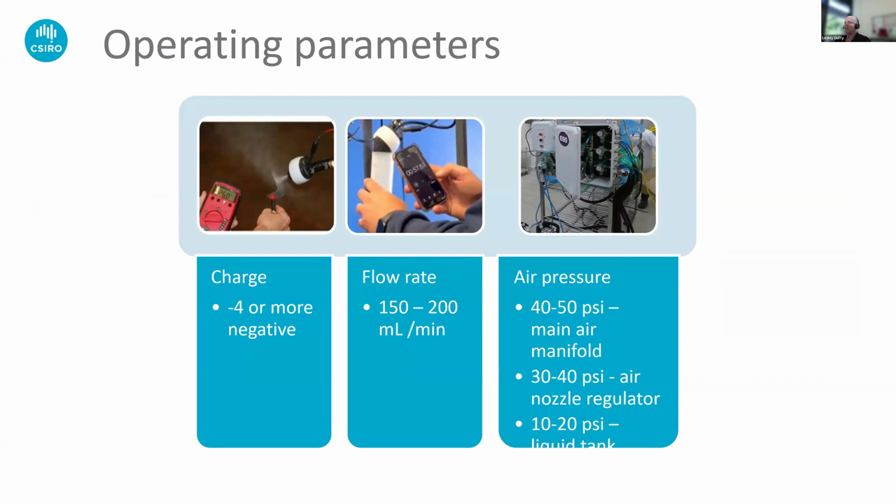So the idea is obviously that you get a charge of -4 or more negative. We did struggle with this, people saying -4 or greater, well, -4 going into the positive space or going more negative. So we've chosen to write it as -4 or more negative. You can adjust the flow rates between 150 to 200 mils per minute. And you can adjust the air pressure at the main air manifold, but also at the nozzle regulator for each of the nozzles. And there's a small pressurized tank, you can't quite see it in that top picture there on the right, which has fairly low air pressure in that tank.